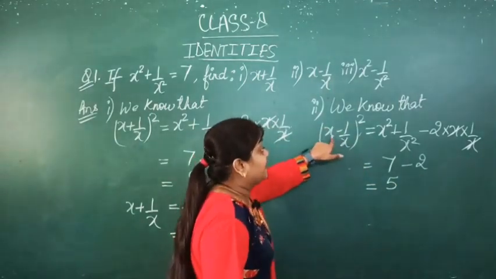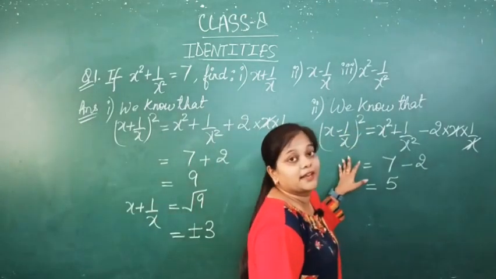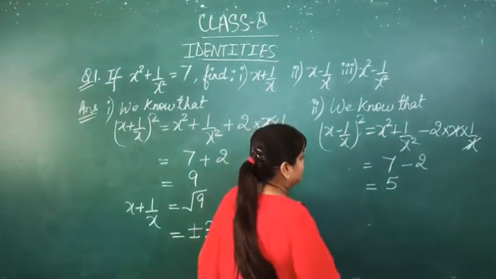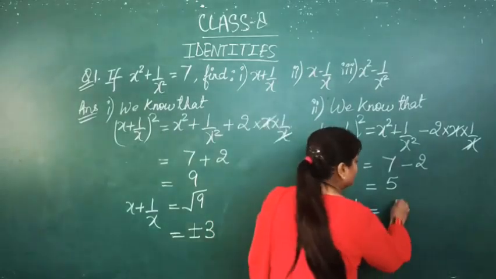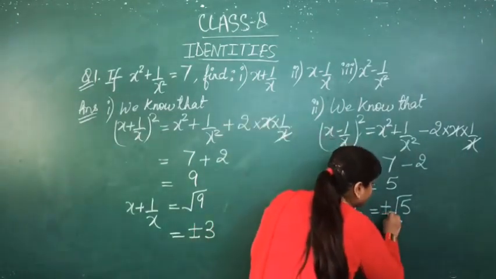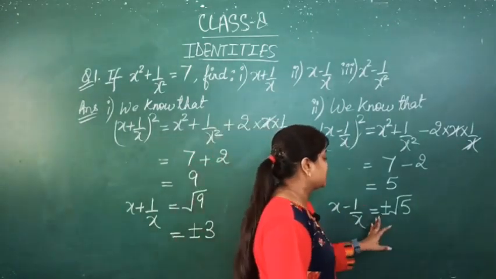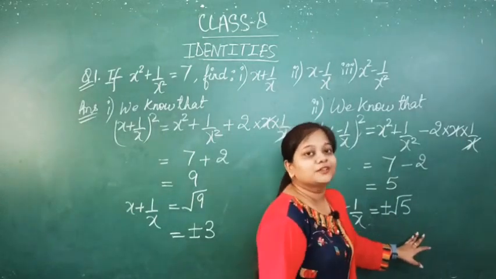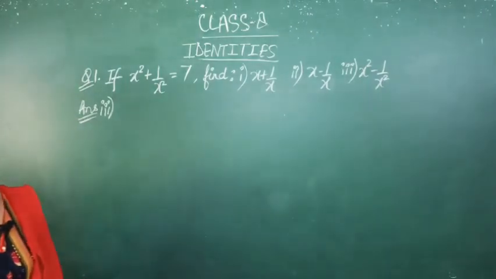Same way we have to find x minus 1 upon x, but here it is given x minus 1 upon x whole square. So we will take this whole square to the other side of equal to sign. We will get x minus 1 upon x is equal to square root of 5, and we will write the sign plus minus. So we will get the answer, x minus 1 upon x is equal to plus minus under root 5. Our third part is x square minus 1 upon x square.